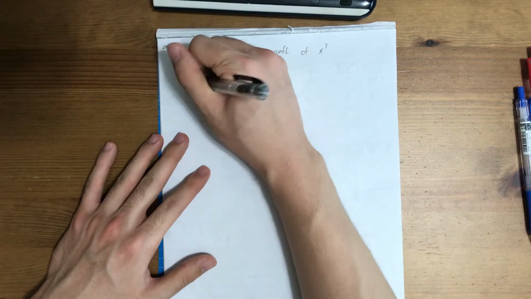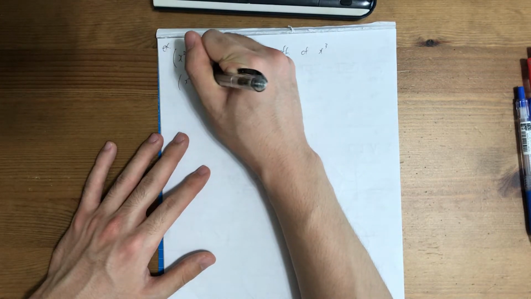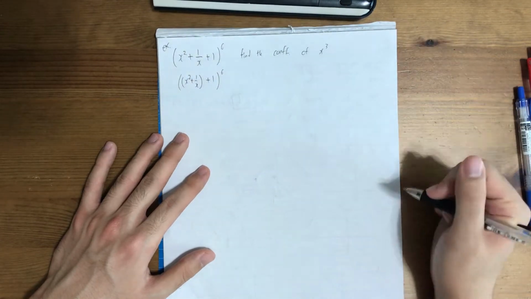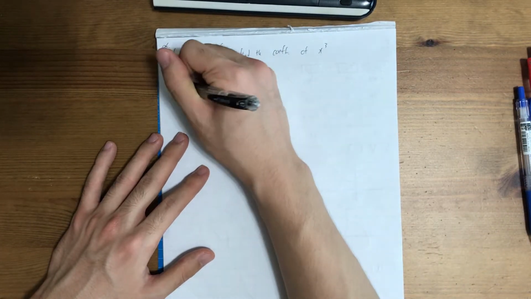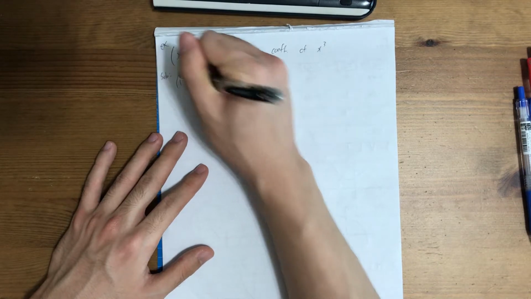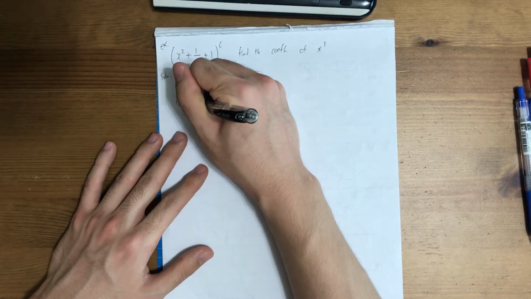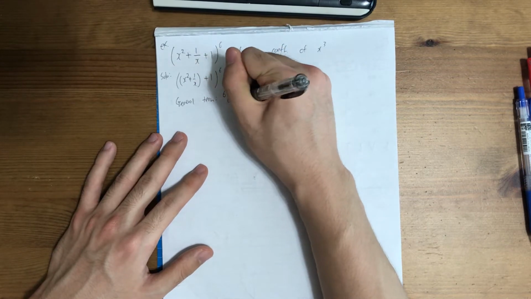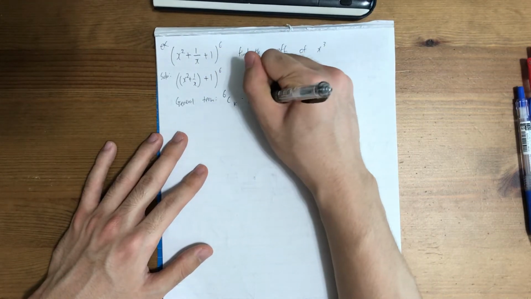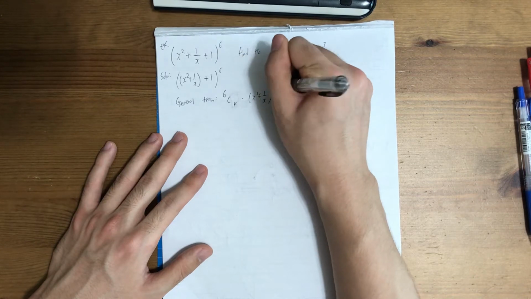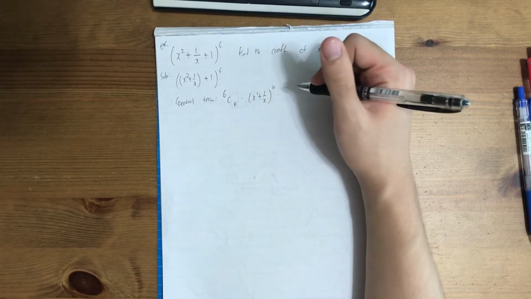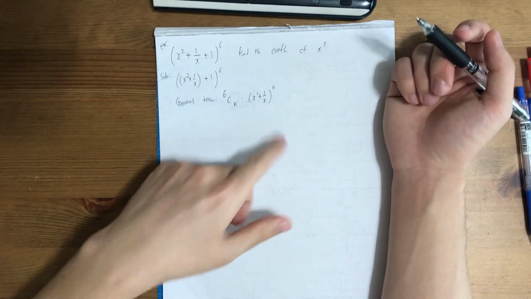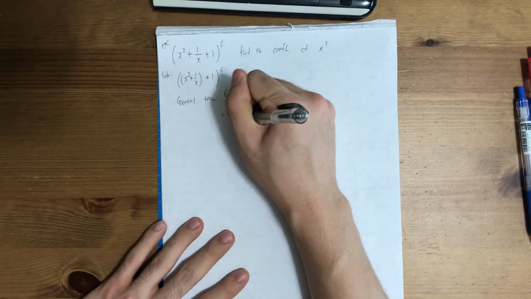How can we do it? Well, we can consider x squared plus 1 over x as one term. Like this, right? Then the general term would be 6Ck, x squared plus 1 over x to the k, and 1 to the 6 minus k, but that's still 1, so let's not consider it. And this one is now a binomial, right?